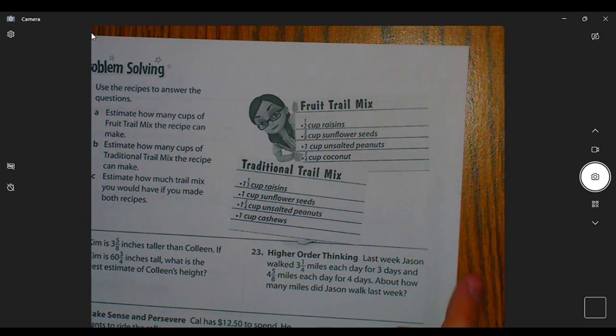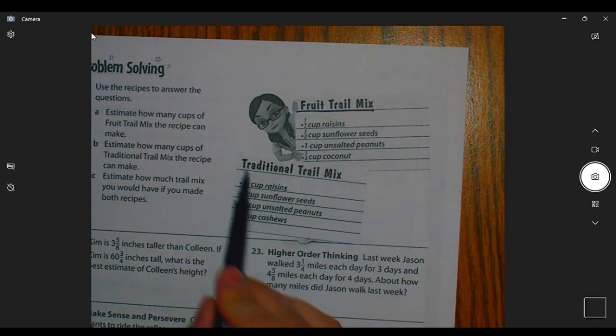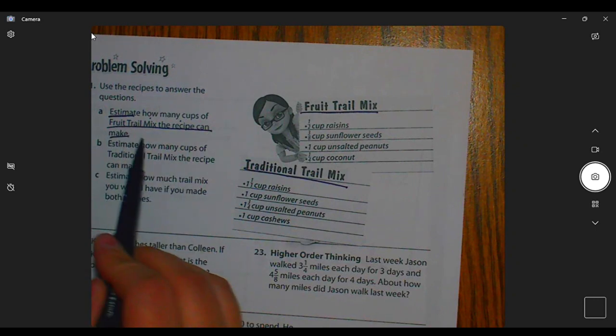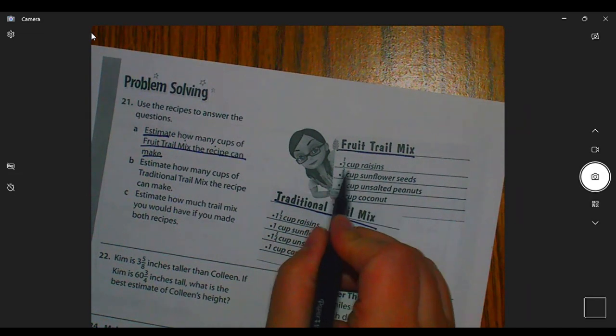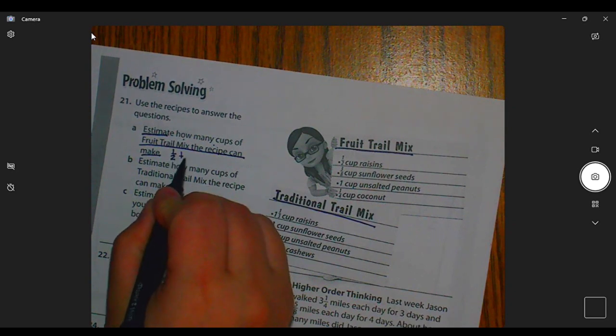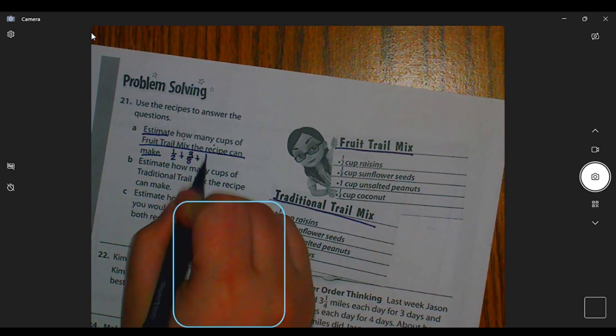Let's look at 21. Use the recipes to answer the questions. So I have fruit trail mix and traditional trail mix. Estimate how many cups of fruit trail mix the recipe can make. So how many cups? All right. I see 1/2 cup of raisins. So 1/2 plus 3/8 plus 1 plus 1/4.